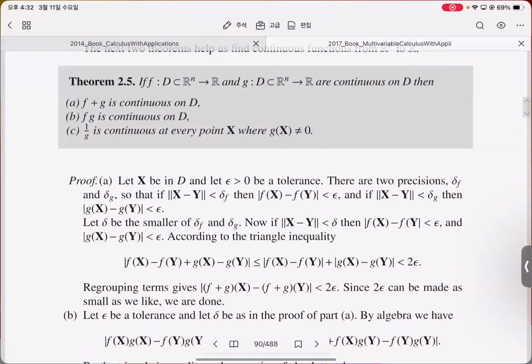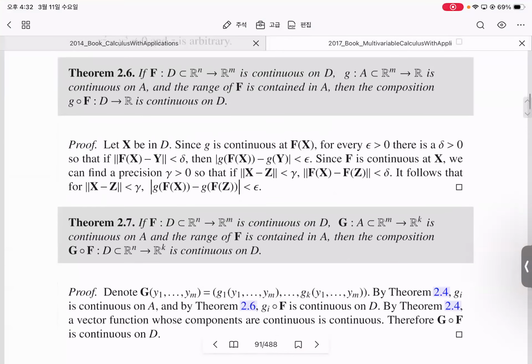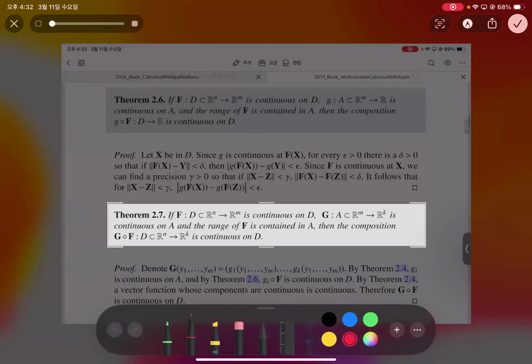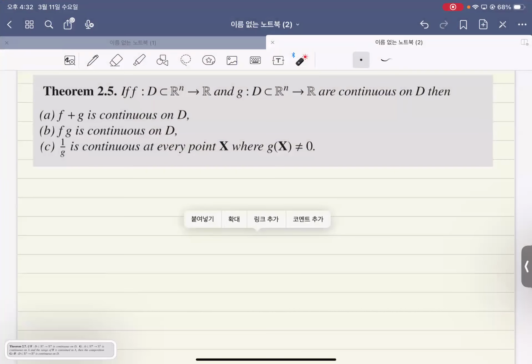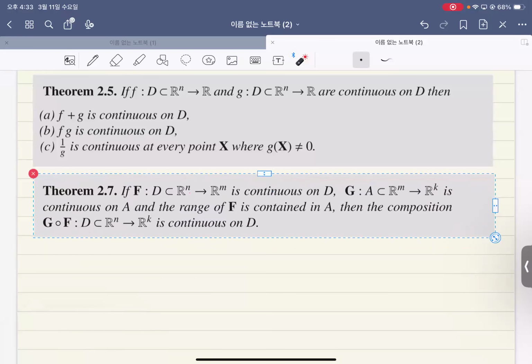And finally, if you have two continuous functions, and if you can compose them, then the composed function is also continuous. Okay. This is also very obvious.